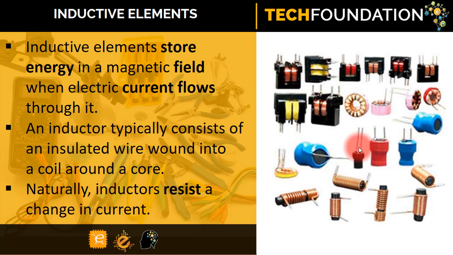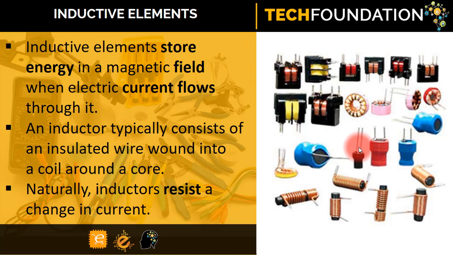Certain passive elements are also inductive. Inductive elements are capable of storing energy in magnetic fields. When current flows through an inductor, it generates a magnetic field. According to Faraday's law, when the current flowing through an inductor changes, it causes a change in the magnetic field. So if the current was increasing or decreasing, then the magnetic field is going to increase or decrease.